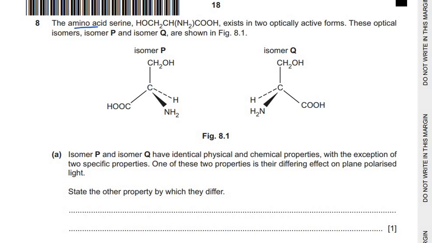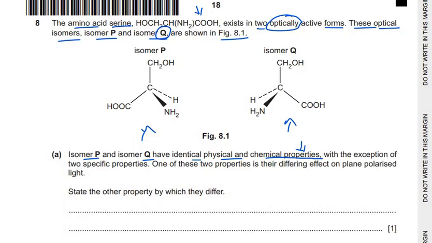Question 8: the amino acid serine, whose formula is given here, exists in two optically active forms. These optical isomers, isomer P and isomer Q, are shown in figure 8.1. So here are the two optical isomers of the amino acid. The isomers P and Q have identical physical and chemical properties, with the exception of two specific properties. One of these two properties is their differing effect on plane polarized light. State the other property by which they differ.